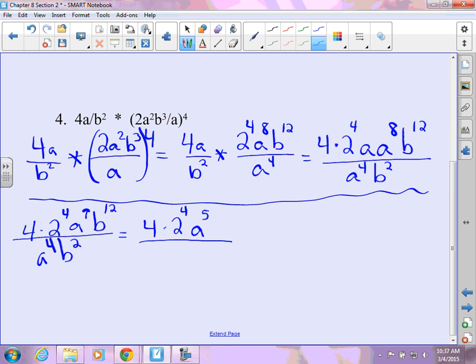All right. Now I'm going to simplify. All right. I got 4 times, what's 2 to the 4th? 16. A to the 5th, B to the 10th, and I can also multiply. 4 times 16 is 64. Good. 64 A to the 5th, B to the 10th. Good. How many got that right? Excellent. Right? And if you didn't, that's okay. Do you see what you did wrong?